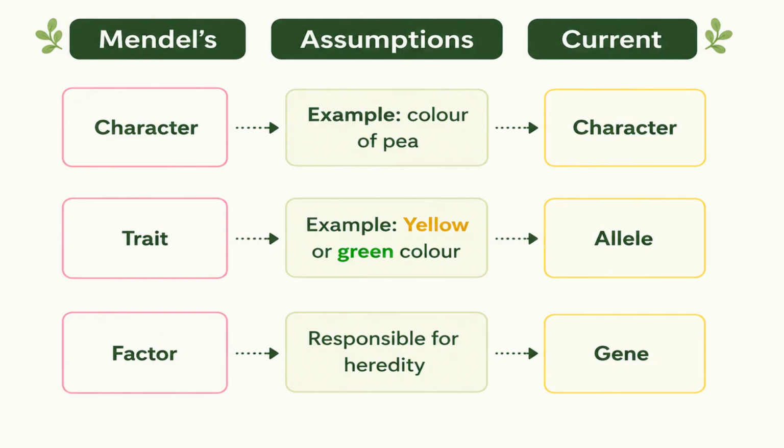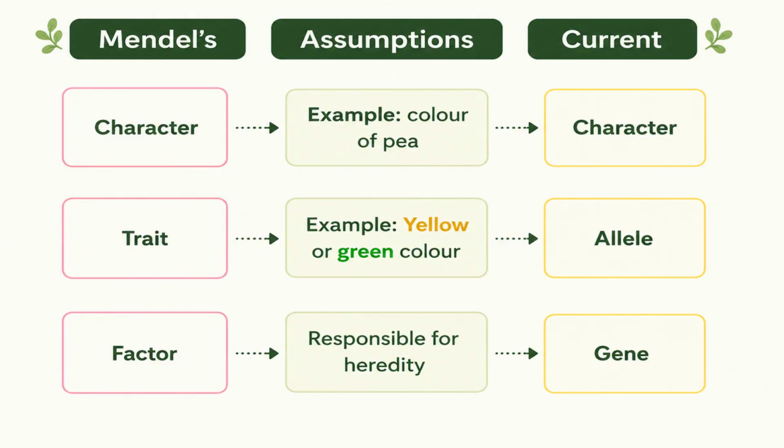First is the term character. A character means a heritable feature. For example, seed color in pea plant. Seed color itself is called a character. Now, a character can exist in different forms. These different forms are called traits. For example, seed color can be yellow or green. So, yellow color and green color are traits of the same character.